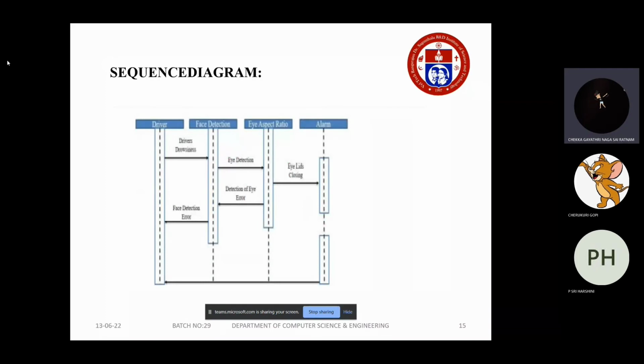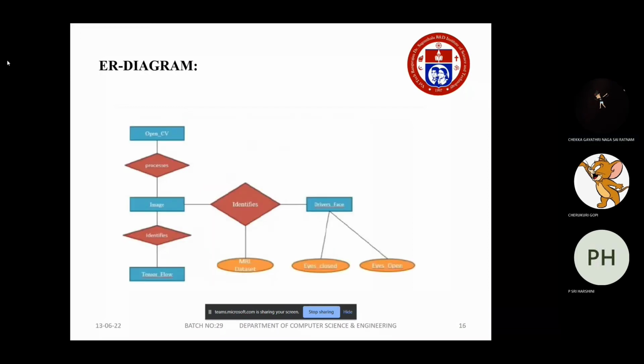In this sequence diagram, the process needs to carry out a functionality. The total project will be represented in a sequence. The processes take place one after another. From the sequence diagram, we can easily predict the next step.